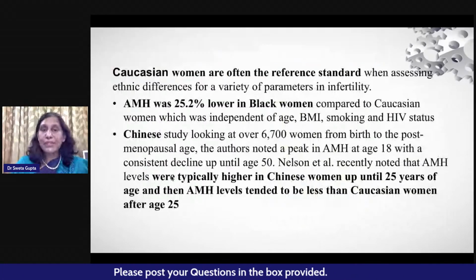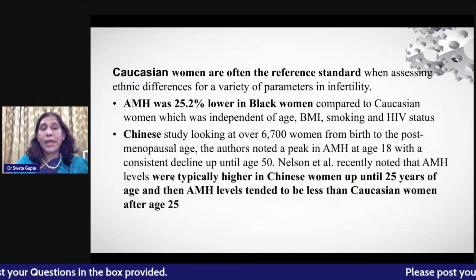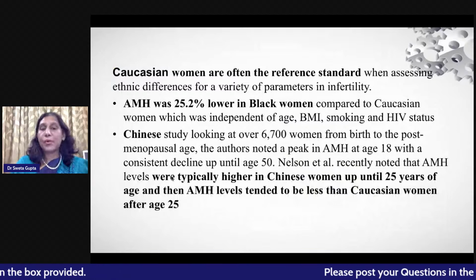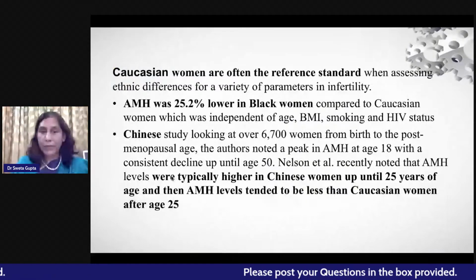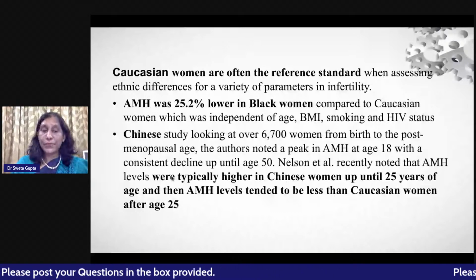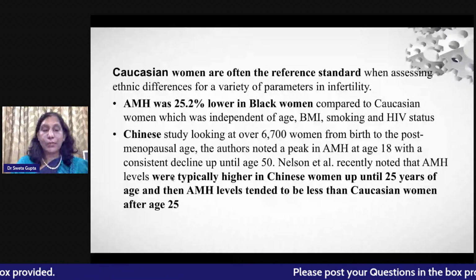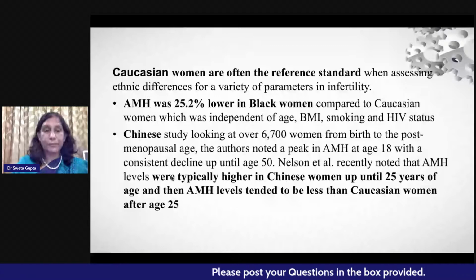So Caucasian women are often the reference standard, and when we compare to them, the AMH was 25% lower in black women. The Chinese women were typically higher in AMH up to the age of 25 years, and then the AMH levels tend to be lower than in Caucasian women after age 25.